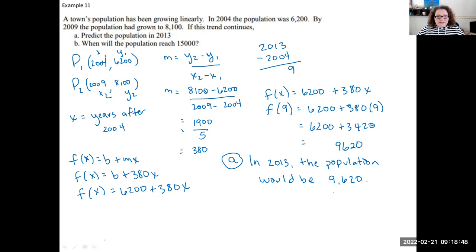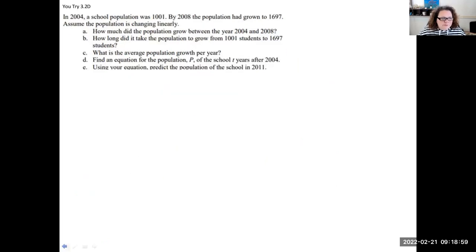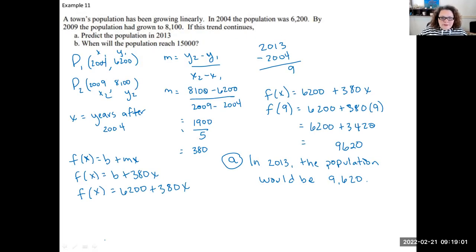Okay, I'm going to do this on the next slide. That's why I gave myself more room. And I need to know that it's 6,200 plus 380x. Nope, I didn't give myself enough room. All right, so let's do it here.